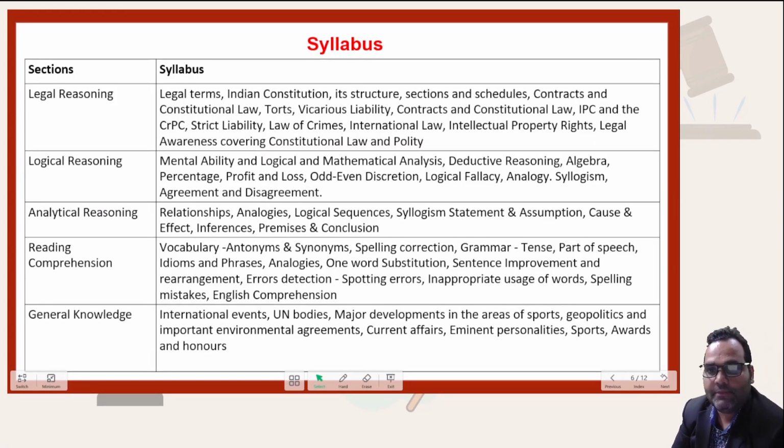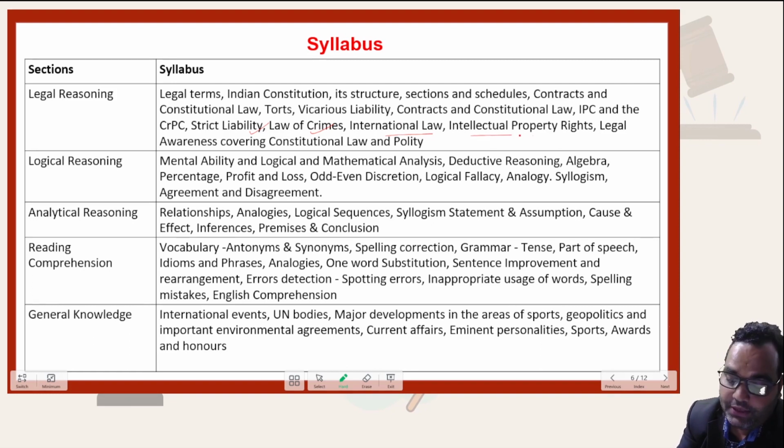The next is the syllabus. So let's have a look at the detailed syllabus. In legal reasoning, there are legal terms, the Indian Constitution, its structure, sections, schedules, contracts and constitutional law, torts, vicarious liability, then IPC and CRPC, then strict liability, law of crimes, international law, intellectual property rights, legal awareness covering constitutional law and polity. These sections will be important.